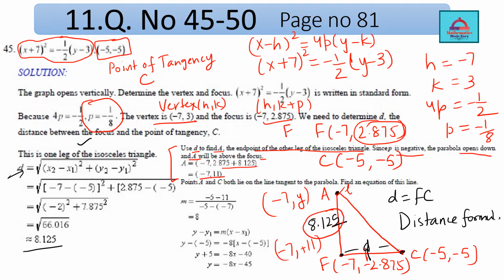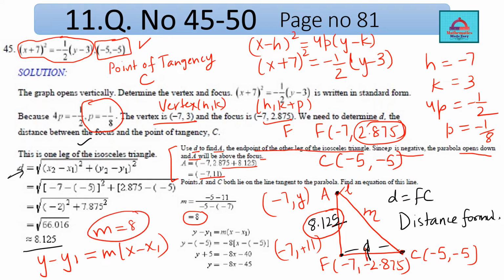Now that you have point A, you can find the slope of the tangent. y2 minus y1 over x2 minus x1 gives the slope as this. Now the equation of the tangent line is y minus y1 equals m times x minus x1. This is point slope form. The point is given to be minus 5 comma this. The slope you have calculated is 8. Just plug in the values, open the brackets, negative negative becomes positive, do the correct calculation, and your equation of the tangent will come out to be this value.